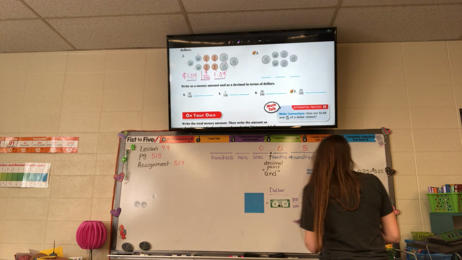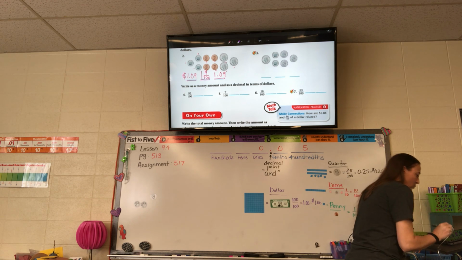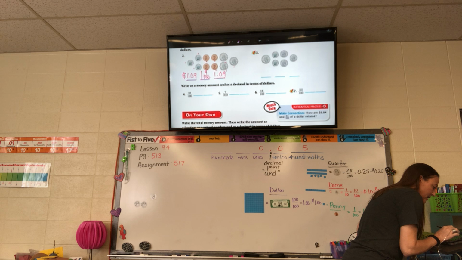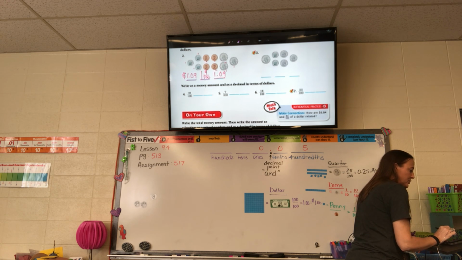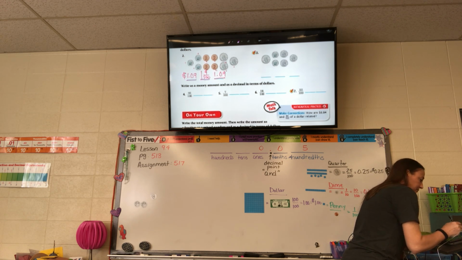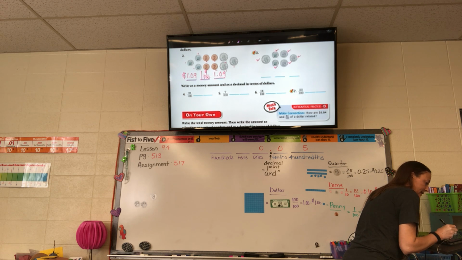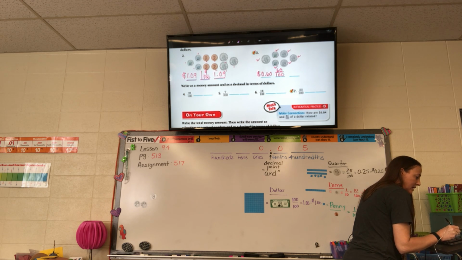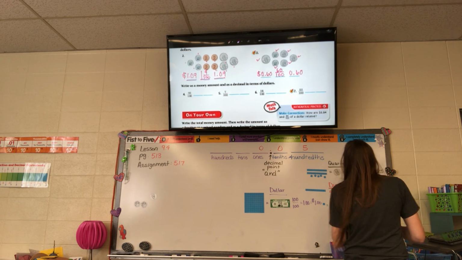Okay, next we have a quarter, 2 dimes, and 3 nickels. So the quarter's 25, 35, 45, 50, 55, 60. So that would be 60 cents. And in one whole dollar there is 100 cents, so 60 hundredths. And then a decimal in terms of dollars would be 60 hundredths.